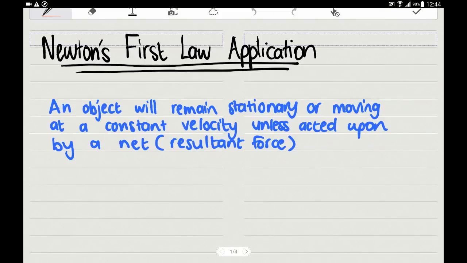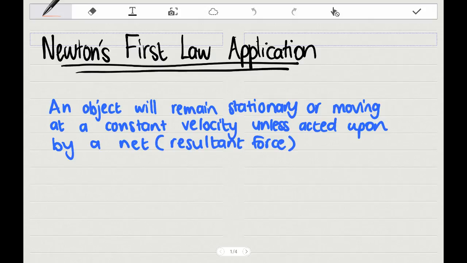Hello everybody. In the last video we did Newton's first law and we just did a little introduction. So we stated the law and looked at a few places where it could be applied. Now today we're going to look at more applications.